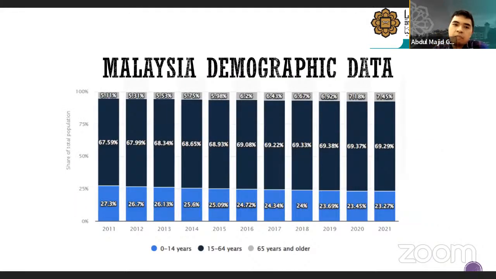So from Malaysia demographic data, we can see there is an increment of elderly, as you can see at the above column, whereby there is an increment from 2011 up until 2021, started from 5.11%, increased slowly and slowly, and now we do have more than 7.45% as the data from 2021.